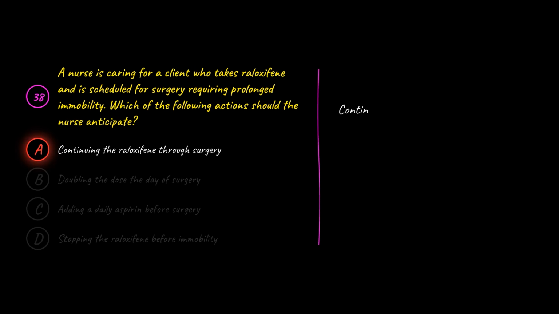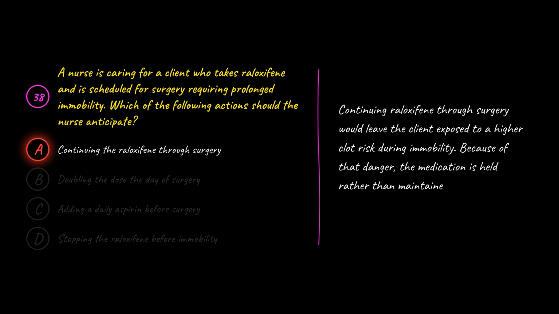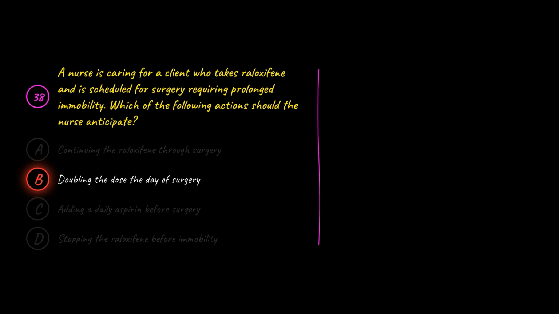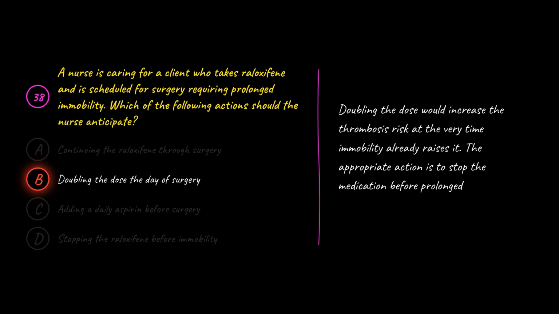A is wrong because continuing raloxifene through surgery would leave the client exposed to a higher clot risk during immobility. Because of that danger, the medication is held rather than maintained while the client is unable to move freely. B is wrong because doubling the dose would increase the thrombosis risk at the very time immobility already raises it. The appropriate action is to stop the medication before prolonged immobility, not to intensify it for the client before surgery.